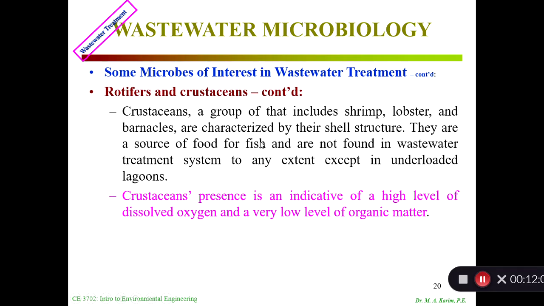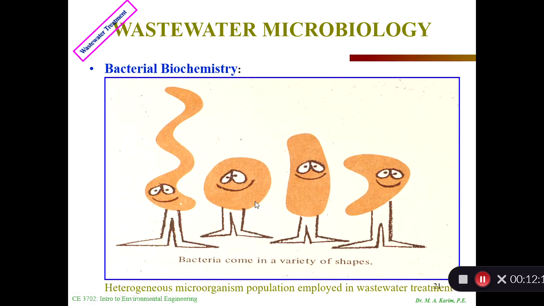So here is more explanation on the rotifers and crustaceans. Crustaceans' presence is indicative of a high level of dissolved oxygen and a very low level of organic matter. That means crustaceans live in high oxygen level conditions.